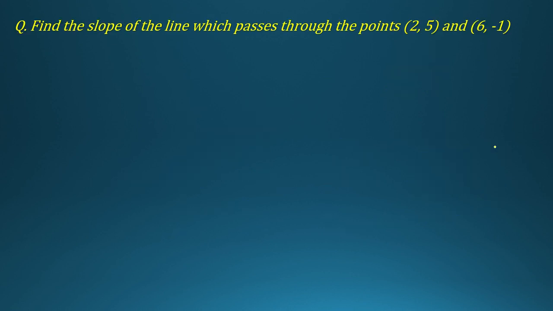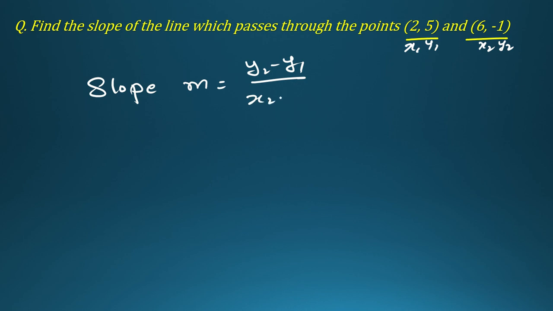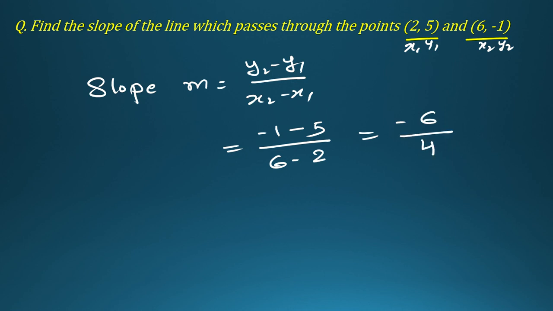Now let's talk about one question based on this. Find the slope of the line which passes through the points 2, 5 and 6, 1. So what can we do here? You can take any point as x1, y1 and the other as x2, y2. So the slope m is equal to y2 minus y1 over x2 minus x1. So y2 means 1, y1 means 5, over x2 means 6 minus 2. So this is 1 minus 5 means minus 4, 6 minus 2 means 4. So this is minus 1 is the answer. Okay, like this you can find the slope.